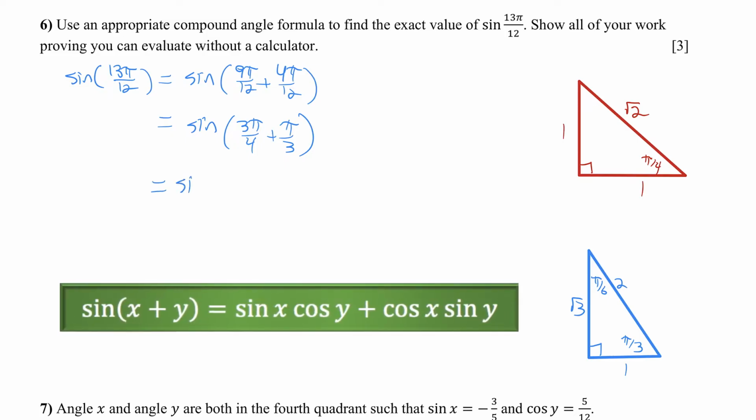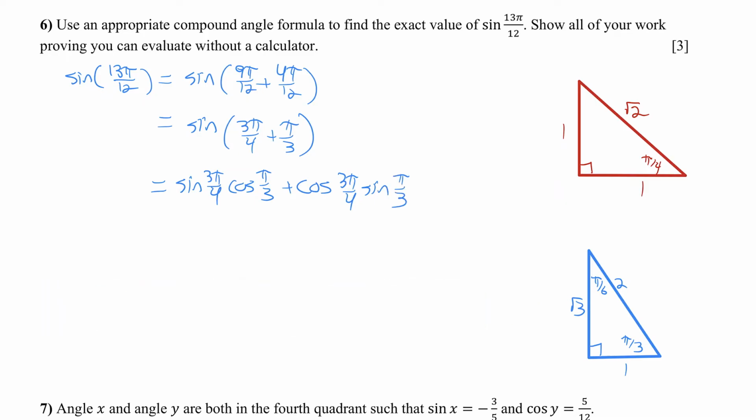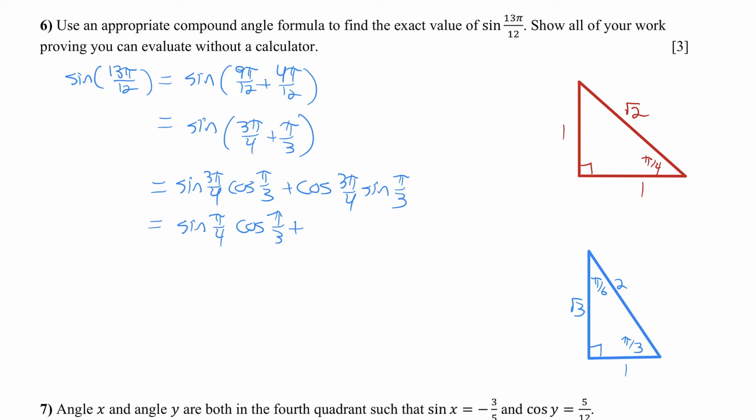I could use my compound angle identity for sine that tells me that sine of the sum of two angles equals sine of the first angle times cos of the second angle plus cos of the first angle times sine of the second angle. And then sine of 3 pi over 4, I know is going to be equivalent to sine of its reference angle because it's in quadrant 2. But cosine of 3 pi over 4 is going to be equivalent to negative cosine of its reference angle because cosine is negative in quadrant 2.